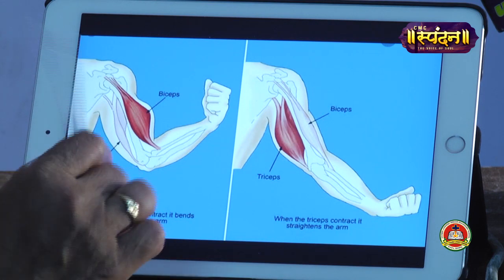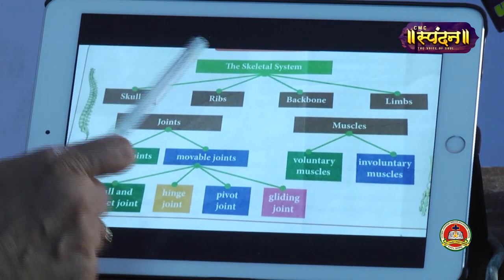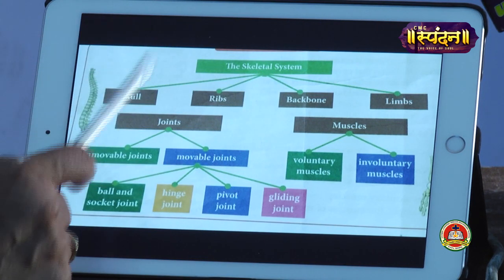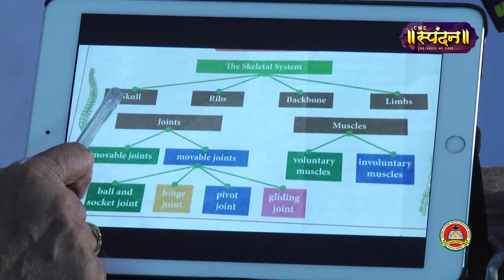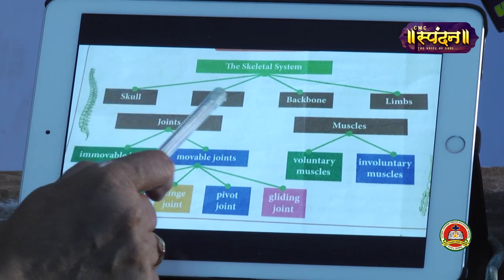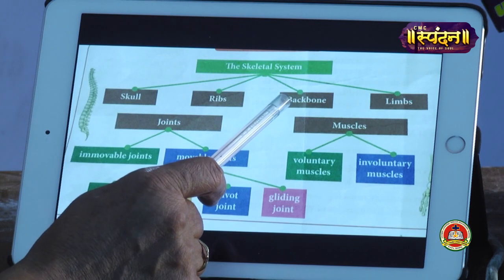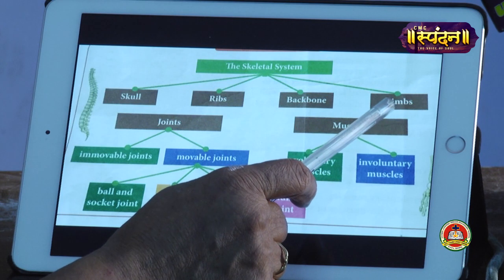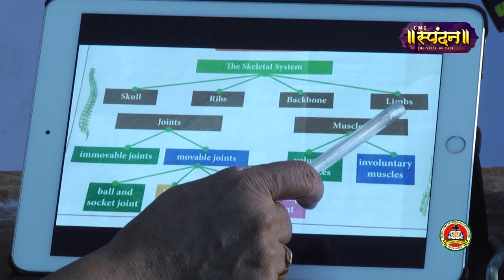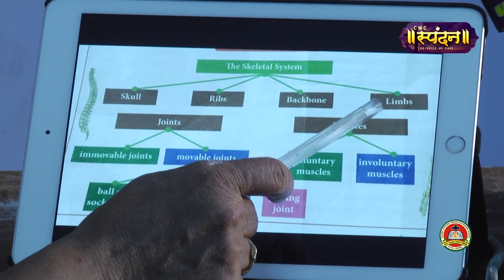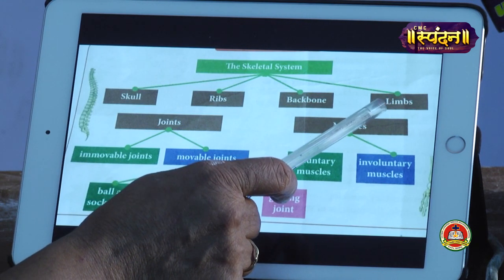So let us do a quick recap of the lesson, what we have learnt in this lesson, this skeletal system. In the first module, we learnt about the skull, the bones in the skull. We learnt about the ribs. There are 12 pairs of ribs, out of which 2 are floating ribs. Then we learnt about the backbone. How many vertebrae were there? 33, right? Then we learnt about the limbs, forelimbs and the hind limbs. And along with limbs, we also learnt about the girdles, right? The pelvic girdle and the pectoral girdle.